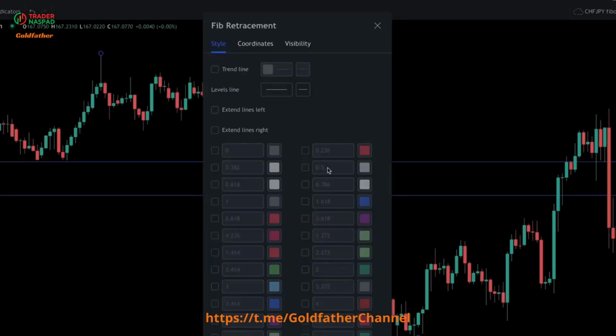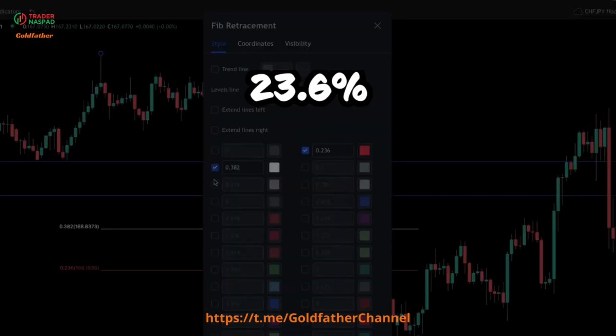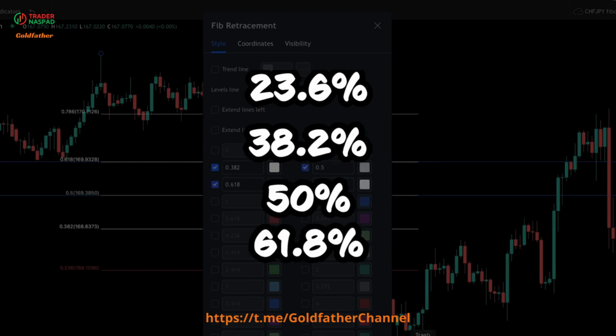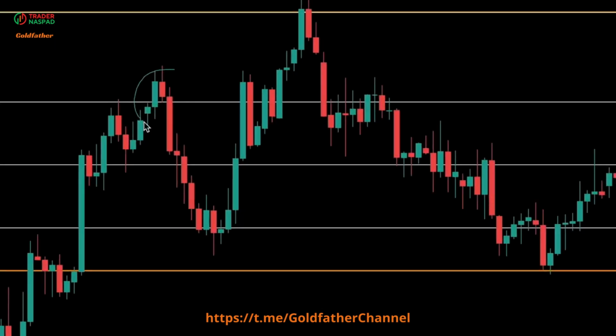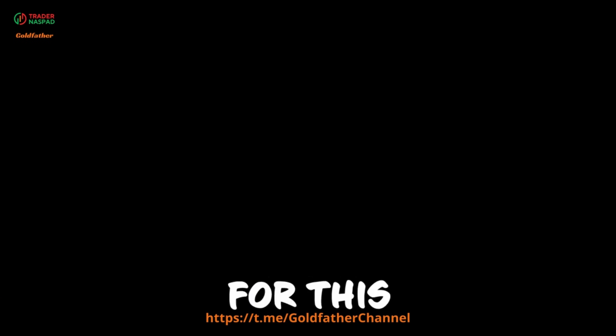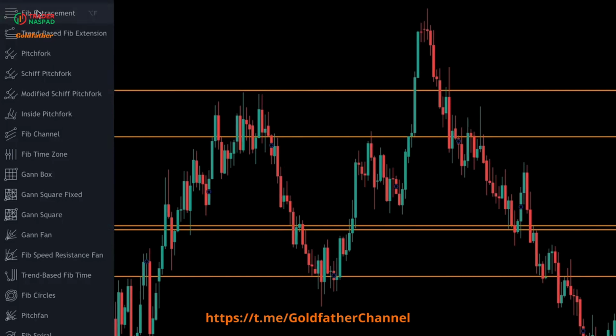In trading, Fibonacci ratios, mainly 23.6%, 38.2%, 50%, 61.8%, and 78.1% are used to identify potential levels of support and resistance. These levels are incredibly accurate in predicting where prices might head next. For this, let's go to the EUR/USD chart.